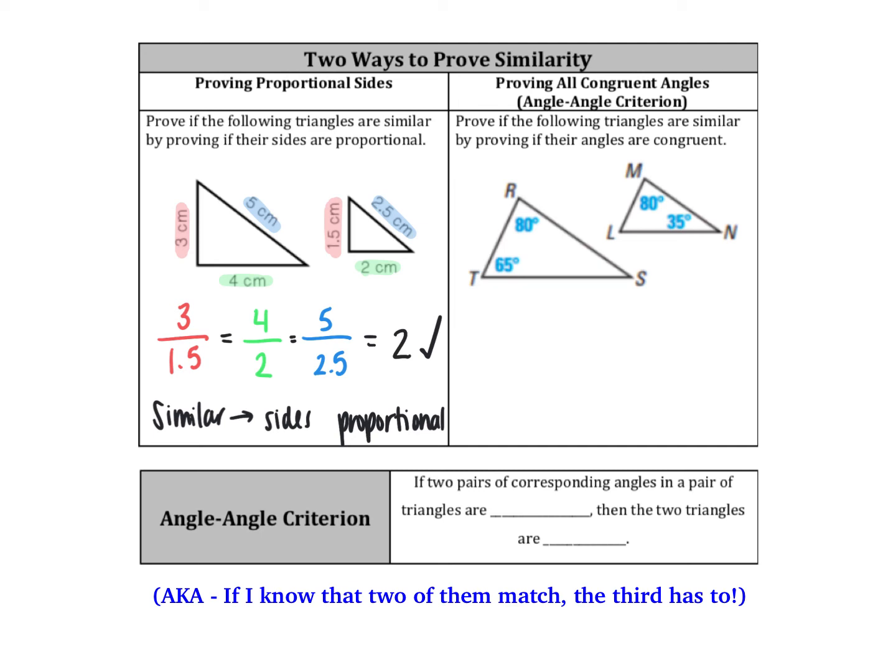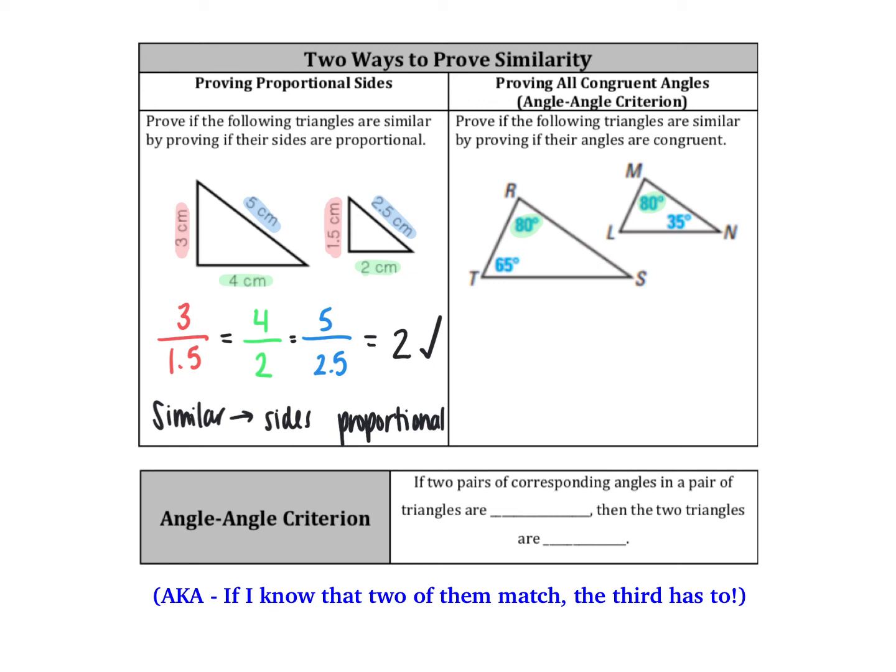And both of them were given two angles. So in TRS, I have a 65-degree angle and an 80-degree angle. In LMN, I have an 80-degree angle and a 35-degree angle. Something that should stand out is that they each have 80 degrees, but we're given the other angle.